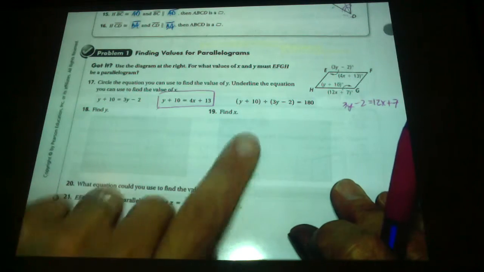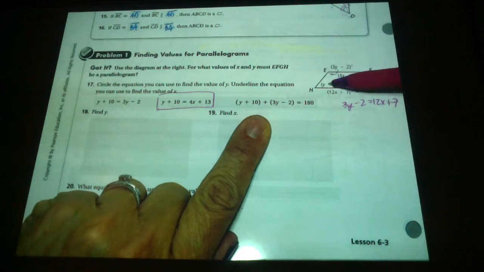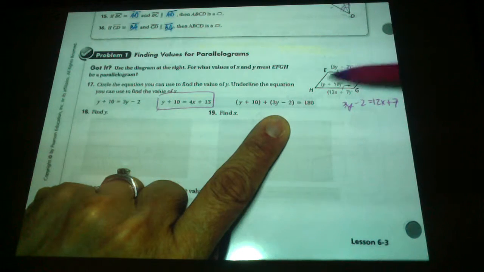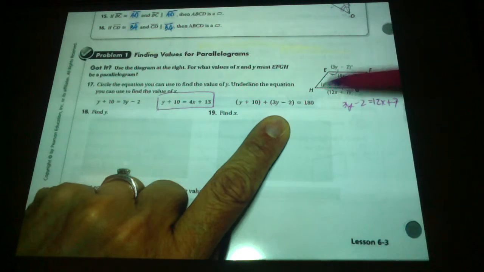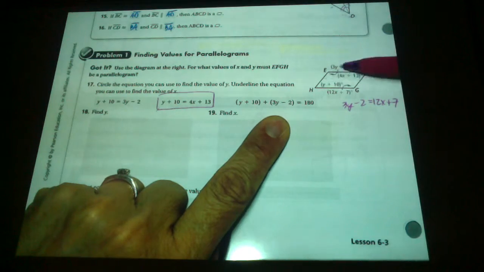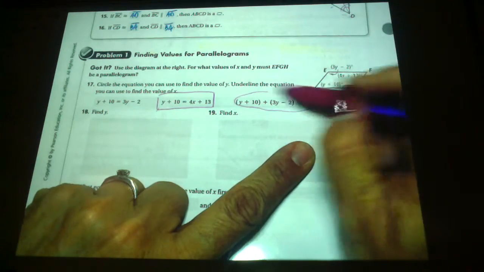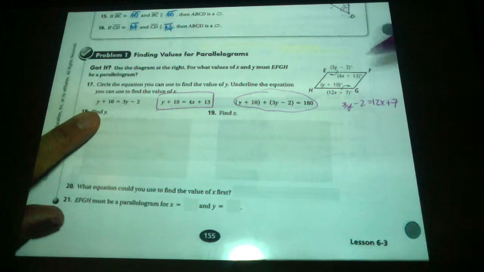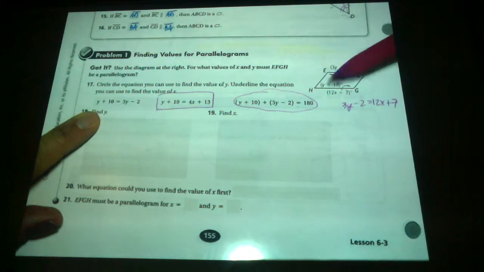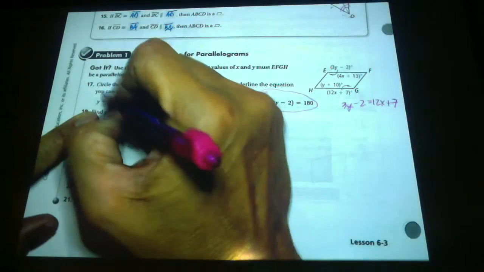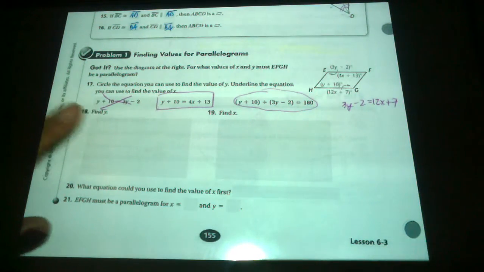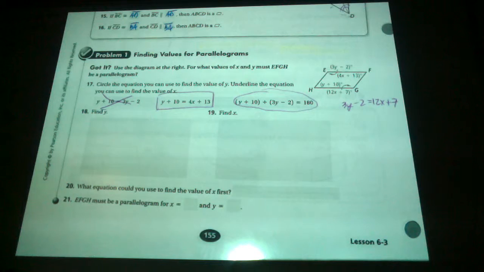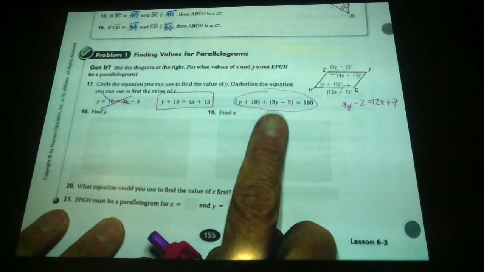And so look what they've done here. y plus 10 would be this one. And then the 3y minus 2 is this one. Are these two consecutive? True or false? Yep. So then that would be a viable equation. Can you take y plus 10 and set it equal to 3y minus 2? Can you set those two equal to each other? No. So that one's not a possibility. So out of those three that we've looked at so far, which one could we use right away? This is the only one that has one unknown, right? So we're going to use that one.